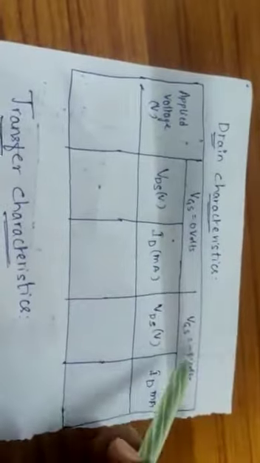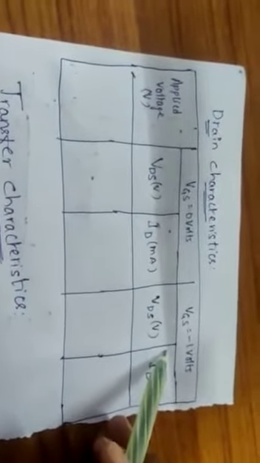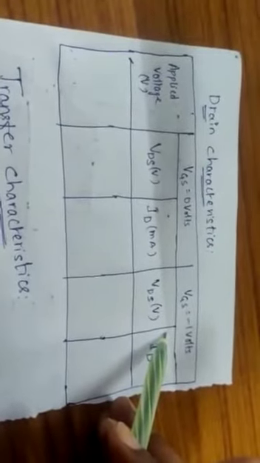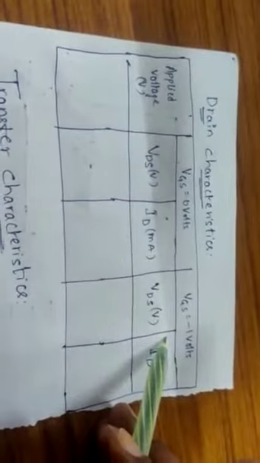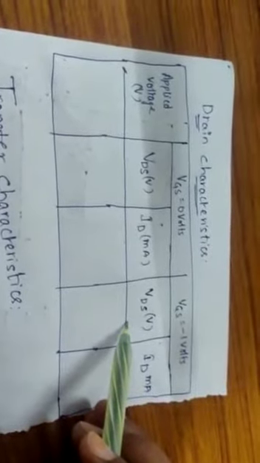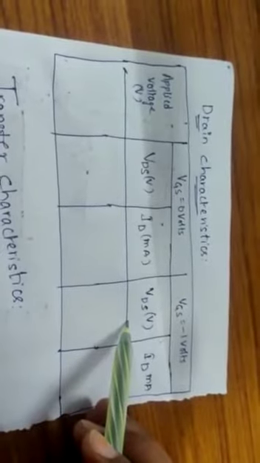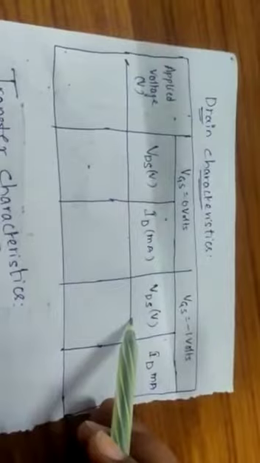In the same way we will vary our first RPS, which is connected to the gate source, to -1 volt in such a way that VGS should be -1 volt. And we will be noting down, by varying RPS 2, VDS and ID. So this is about the drain characteristics.